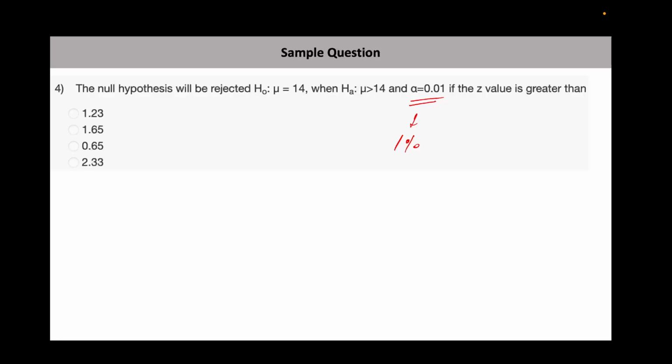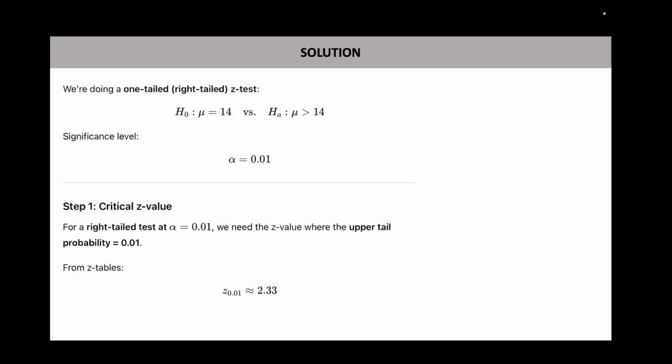Okay, so let's try solving this question. Our null hypothesis is that mu equals 14, our alternate hypothesis is that mu is greater than 14, and the alpha is 0.01, which is 1%.